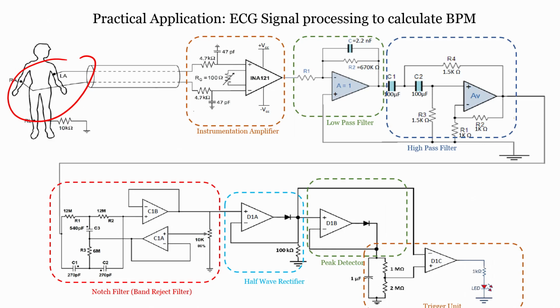Further, we also understood the role of the low pass filter and high pass filter in this particular circuit. At the particular frequency of 50 hertz we want to remove the noise, and that is why we have a notch filter. We are interested in only the positive waves, that is why we have used a half wave rectifier. Finally, we are interested in the peaks, so that we can use the triggering unit to understand the beats per minute. That can be seen with the help of the LED glowing a number of times in 1 minute. So, let us now see how we can implement this whole module in real time.